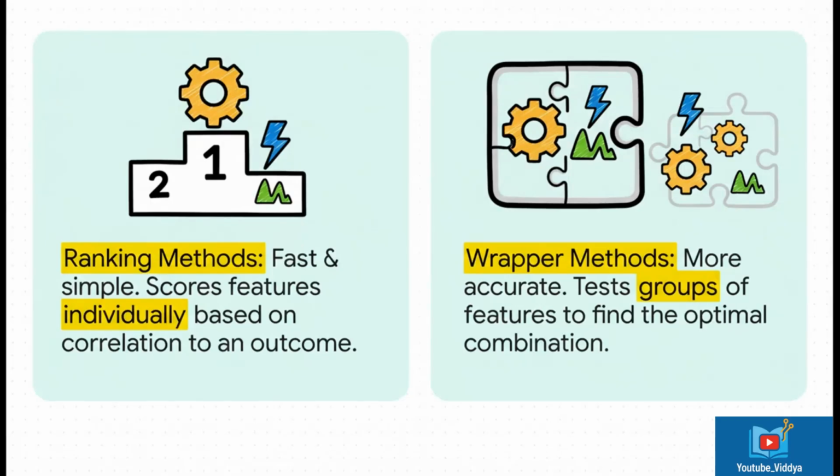So how do we do it? Well, there are basically 2 main ways to go about it. First, you've got ranking methods. These are fast and simple. They just score each feature one by one based on how well it predicts a fault. Then you just pick the ones with the highest scores.